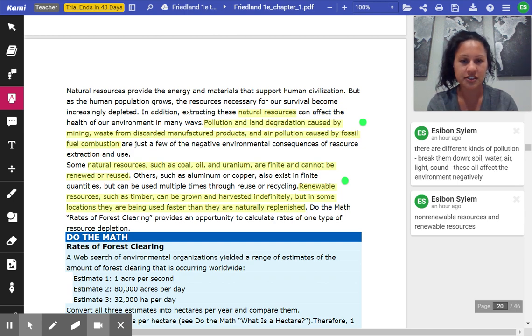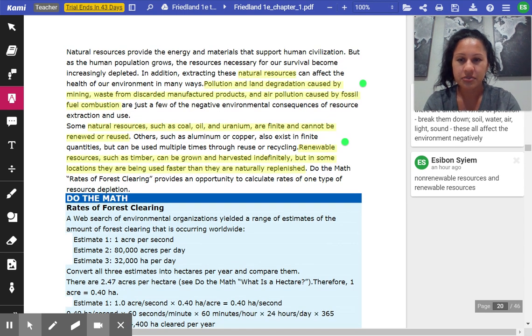Again, with pollution, there are different kinds: soil, water, air, light, sound. These can all affect the environment and drive out animals or cause bacteria, like the hysteria that we read about at the beginning of this chapter. So there are natural resources. Some of them are non-renewable.